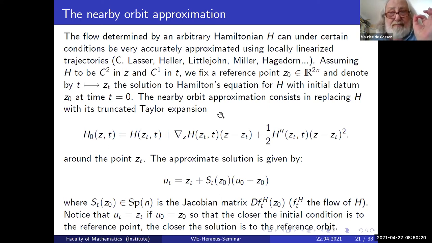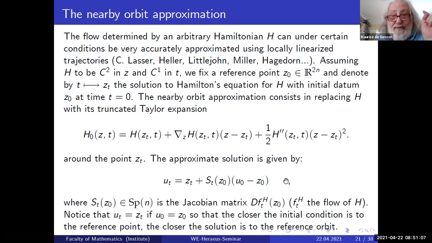The nearby orbit approximation consists in replacing H with its truncated Taylor expansion, H naught. That is, the right-hand side consists of the first three terms of the Taylor series of H expanded around z_t. You can very easily calculate the approximate solution. It's given by the formula u_t equals z_t plus S_t(z naught) times (u naught minus z naught). What is S_t(z naught)? It is a symplectic matrix, the Jacobian matrix of the true flow at the point z naught.